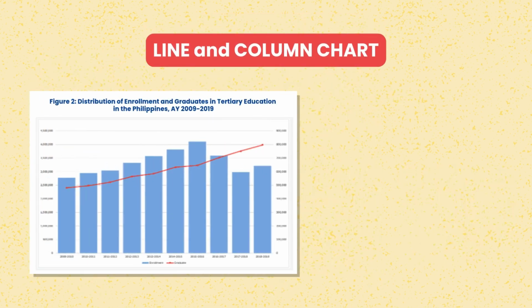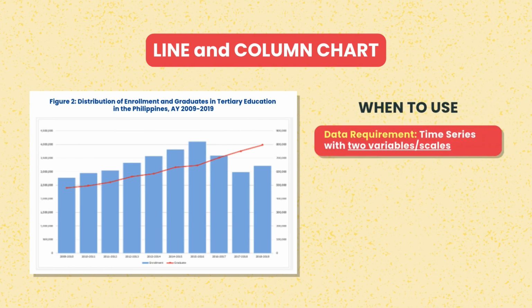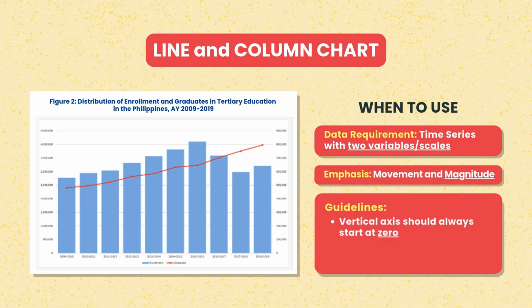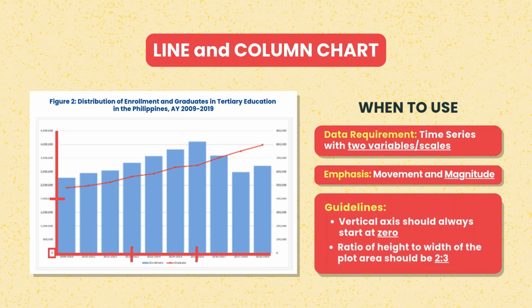Another type of chart is a combination of a line chart and a column chart. Same as a line chart, its data requirement is time series data, but this time it requires two variables, or scales. Its emphasis is not only on the movement, but also on the magnitude as well. The guideline in constructing this combo chart is quite similar to the line chart, wherein the vertical axis should start at 0. And the ratio of height to width of the plot area should also be 2:3.